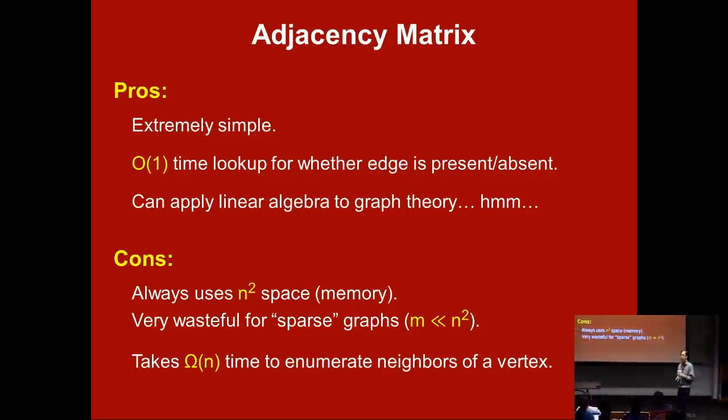Half of the matrix is redundant. Yeah, that's true. If it's a normal graph, then half of the matrix is kind of redundant because you know it's symmetric. That's another wasteful aspect of it.